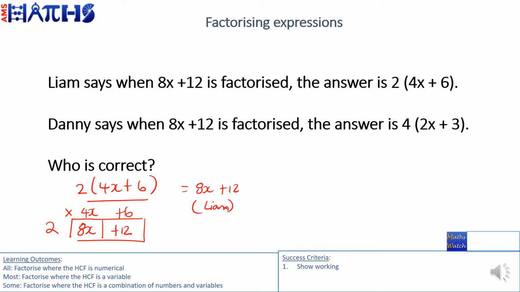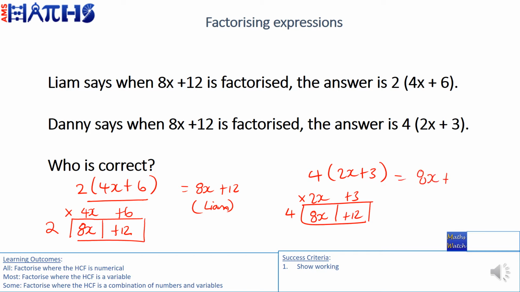Let's look at Danny's answer. 4 open bracket 2x plus 3. We're going to expand his bracket to see if he gets 8x plus 12. So 4 outside, 2x on top, and plus 3. Then we multiply. 4 times 2x gives us 8x. 4 times 3 gives 12. Well, look at this. Both of them, when we expand their answers, we actually get 8x plus 12. Now, it's safe to say that both of them are correct.